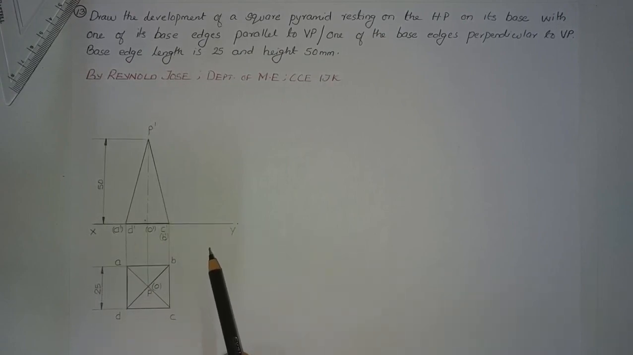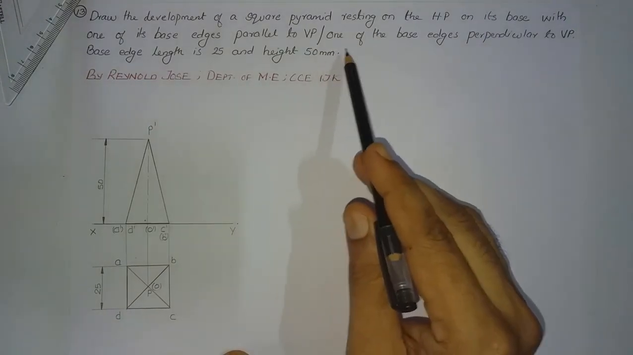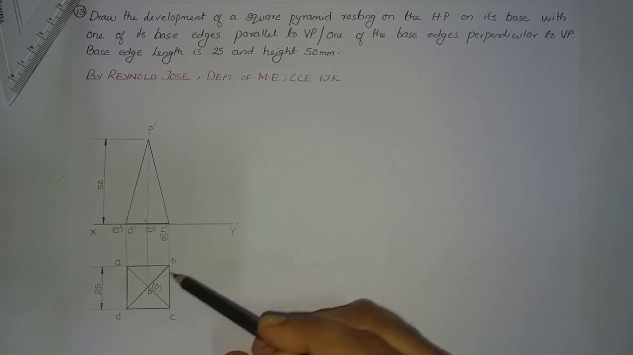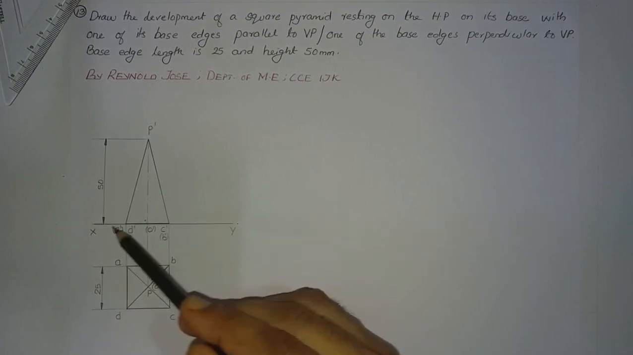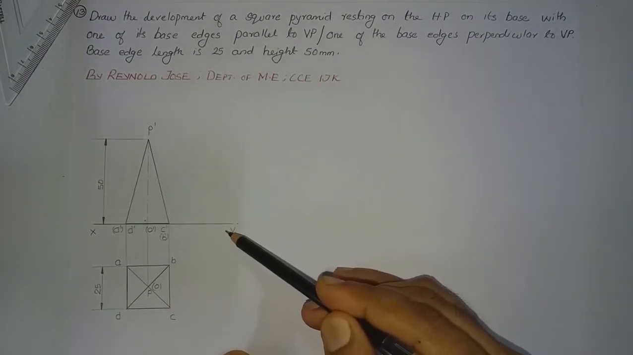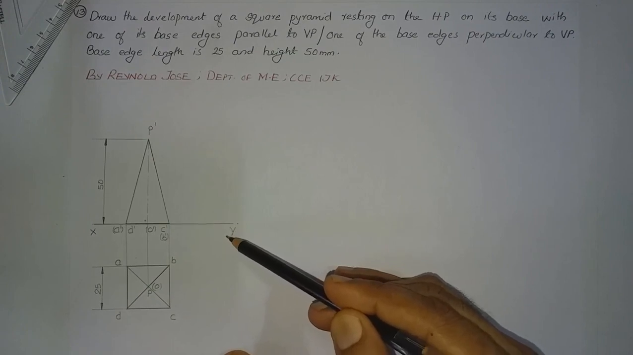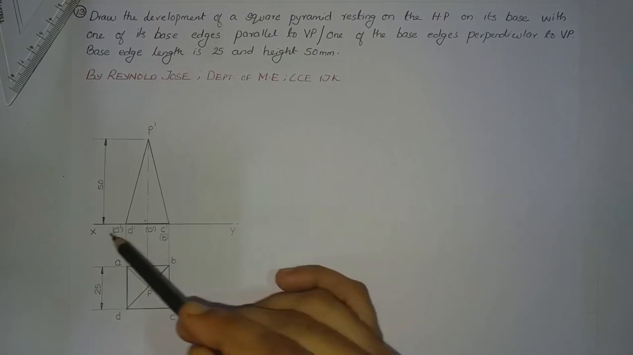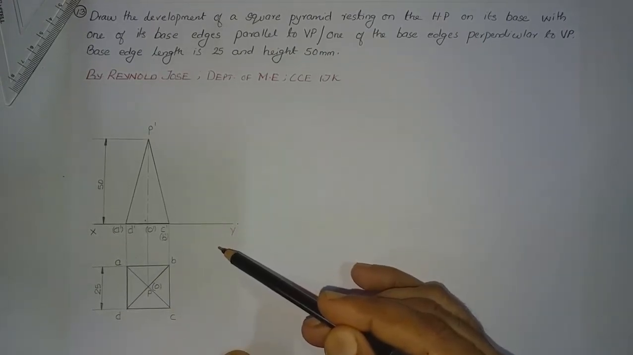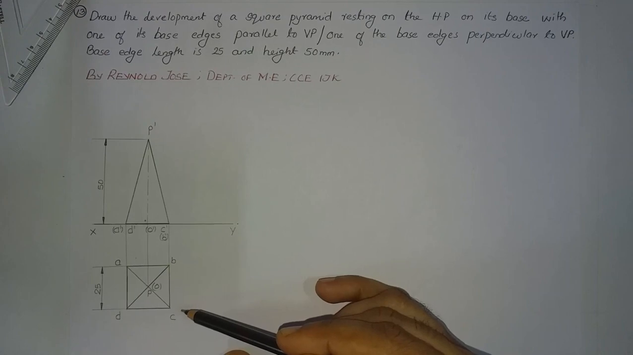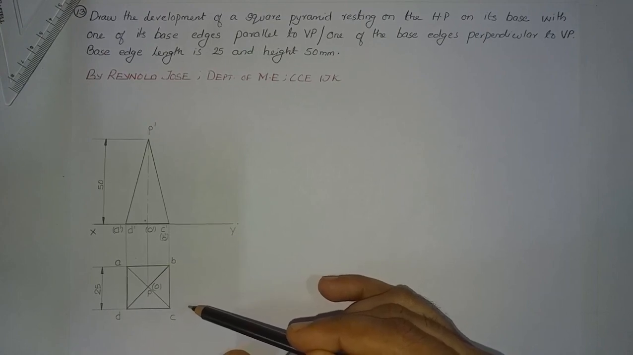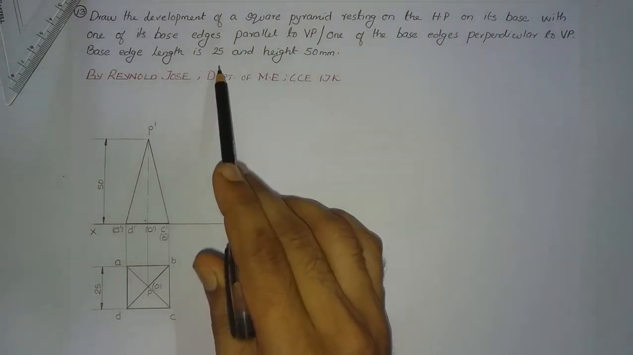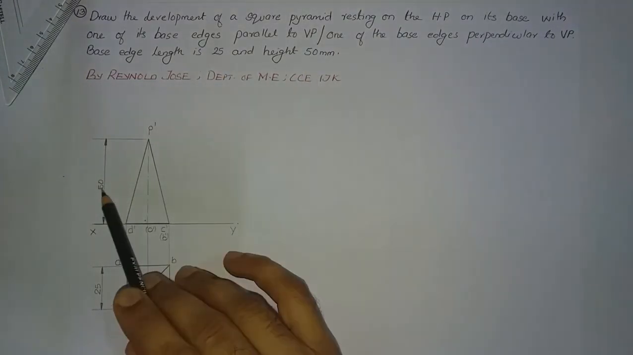That means it is parallel to VP, or one of the base edges perpendicular to VP. So here AD and BC. If you take AD, it is perpendicular to the XY line in the top view. Perpendicular to the XY line means perpendicular to VP. Here BC is perpendicular to the XY line. So here also this edge is satisfying the requirement of the question. So this is about the question, and I have drawn it as per the dimensions, 25 mm base edge length and 50 mm height.